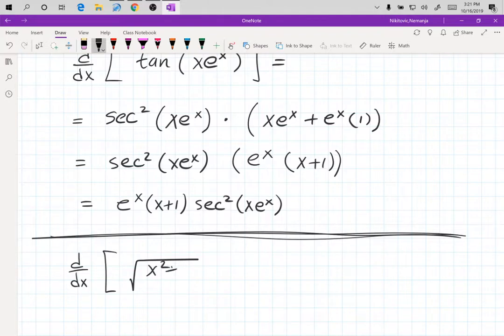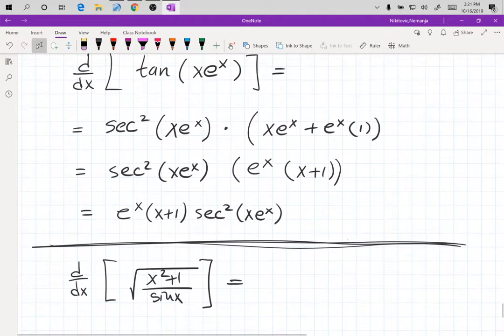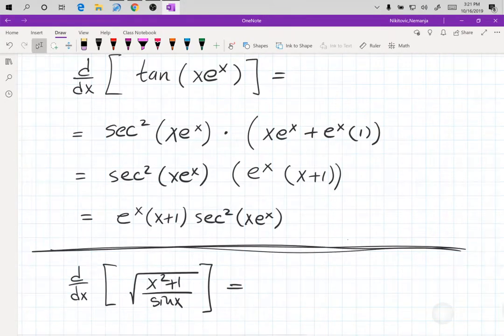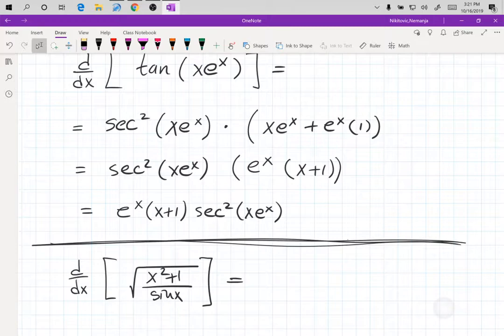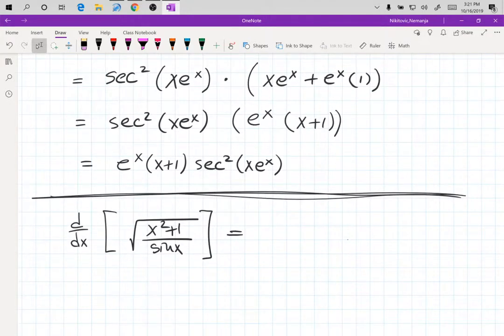Square root of x squared plus 1 divided by sine x. So this one is going to be different. What do we see immediately for this problem? You have the square root right there. That's your primary. Square root is the primary, which means that's what rule is the primary rule?